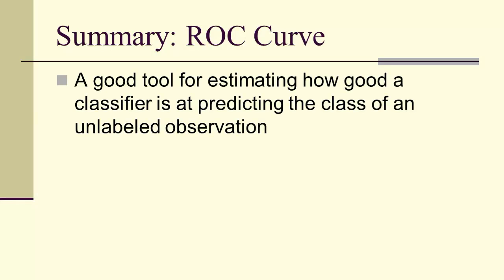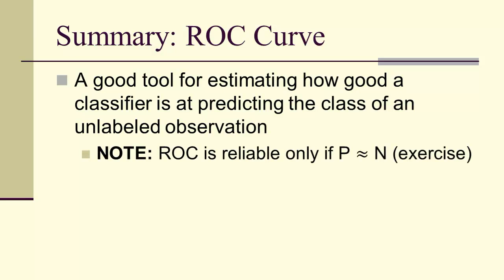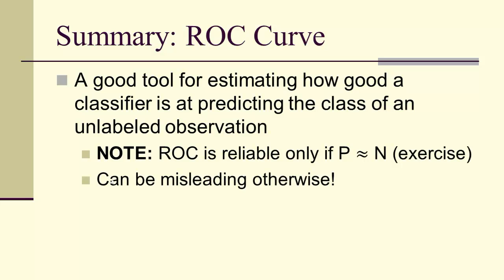So in summary, receiver operating characteristics are a good tool for estimating how good a classifier is at predicting the class of an unlabeled observation. Now the receiver operating characteristic, and in particular the area under the curve, is really only reliable if the number of positives is about the same as the number of negatives. We'll look at that in the exercises. It could be misleading if you don't have this.